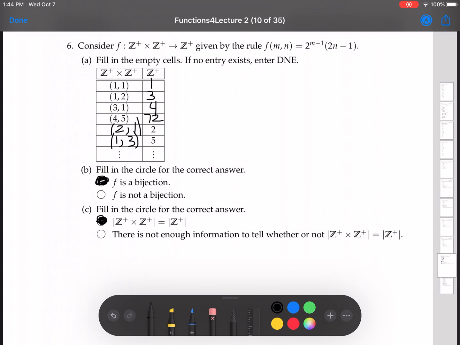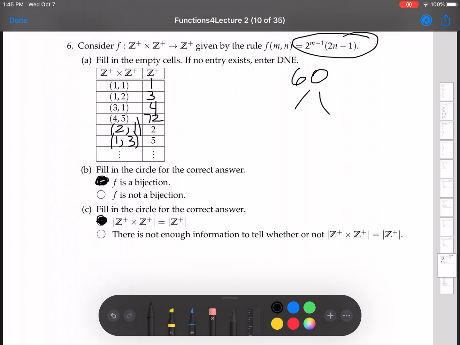All right, now let me just mention real fast, I would like to talk about why it's onto a little bit. In a previous video, I proved that it was 1-to-1. Let me just talk a little bit why we know it's onto. Okay, so take for instance, let's say, look at 60.